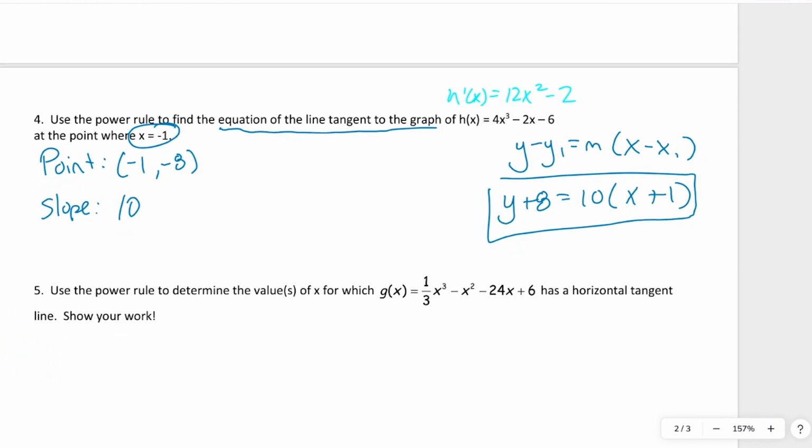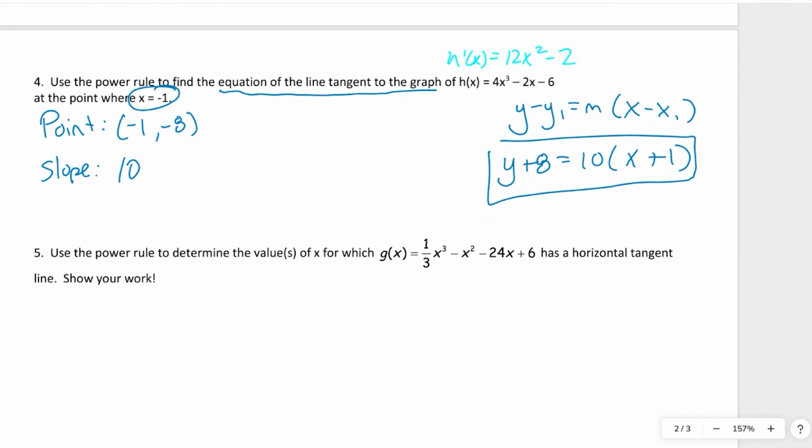Number 5 is kind of a similar question. It says use the power rule to determine the values of x where there is a horizontal tangent line. So when we have a horizontal tangent line, that means that the slope is 0. So what I need to do is set this equation, oh no, I'm not going to set this equation because I want the slope to be 0. So I actually need to find first what the derivative is.